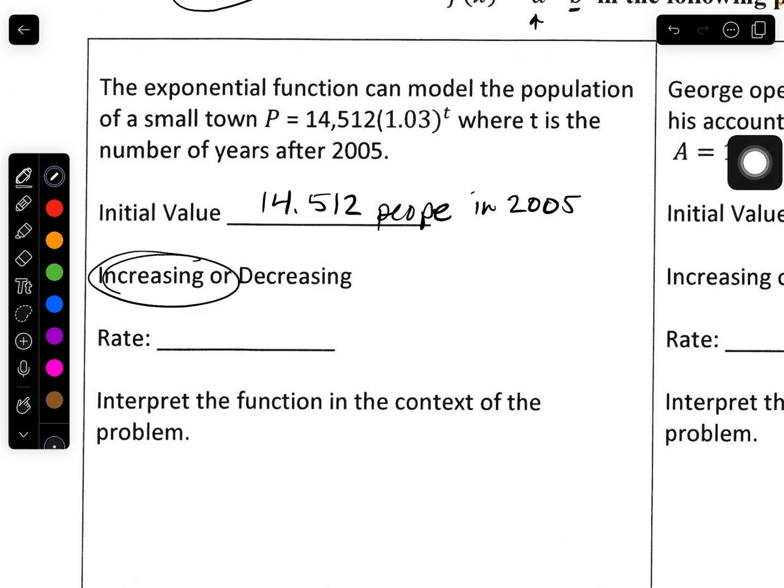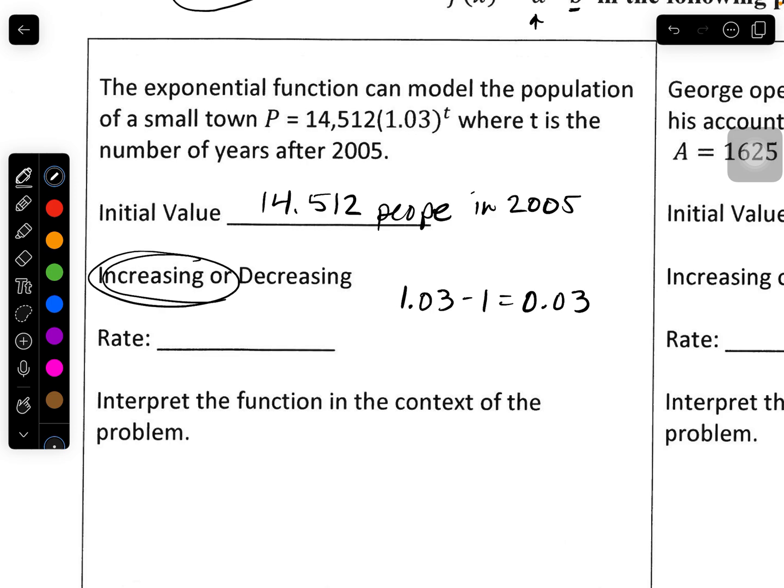So we are increasing here because our base is greater than 1, and the rate is the percentage we get when we subtract 1 from this number. So if I have 1.03 and I take away 1, we're left with 0.03. But remember, we want percentages here. And so what we're going to do is multiply by 100.